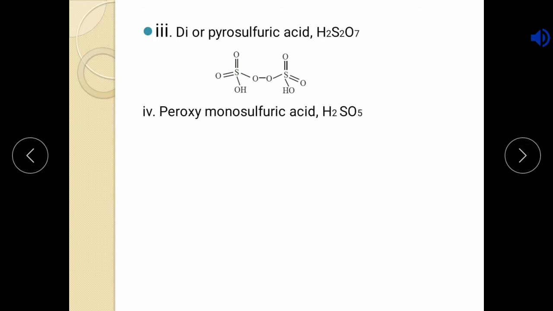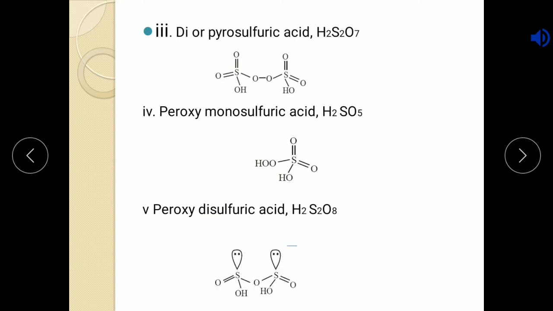Next acid is peroxy monosulfuric acid. Peroxy, as the name suggests, it is sulfuric acid containing one oxygen more. And where it is located, the structure is similar to H2SO4, only one oxygen more is attached here. So it is peroxy monosulfuric acid. Next one is peroxy disulfuric acid. Again, it is a dimer. And the structure is like this. Here you can see the two sulfuric acid molecules are attached by a peroxide linkage, and the structure is like this.